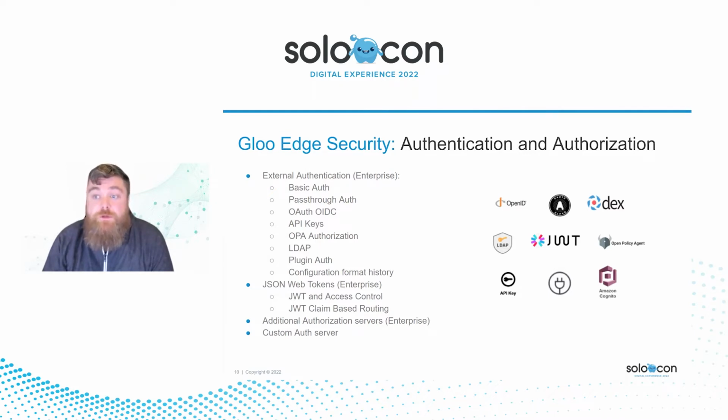It also supports other forms of authentication, including basic auth and API keys. You can also use JSON web tokens to authenticate requests. And finally, you can write your own custom authentication service and integrate it with Gloo Edge. There are lots of integrations for external authentication, as you can see in this slide. Choose your poison.